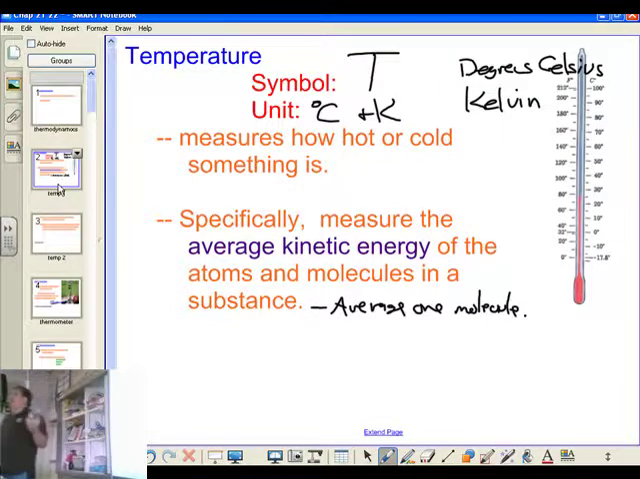Now, notice it talks about an average. If I had a beaker with water in it, there would be some really, really fast ones that are on the verge of boiling. And there would be some very slow ones that were almost at absolute zero. But there's also going to be a whole lot in the middle. And we're talking about the average. What is the average in that sample of all those molecules?